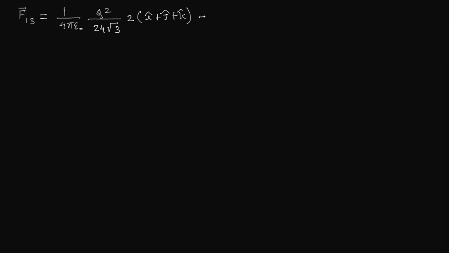If we simplify it more, we'll get 1 by 4 pi epsilon naught q square divided by 12 root 3 into i cap plus j cap plus k cap. Okay, so now we know the force on q1 because of the individual charges q2 and q3.